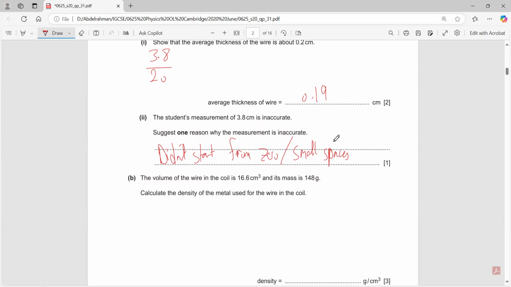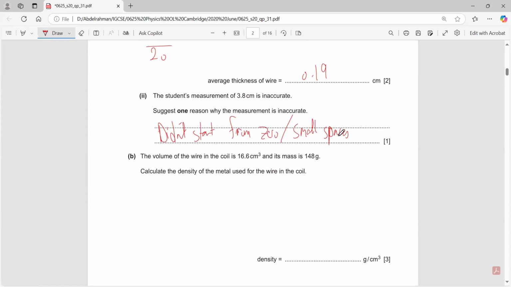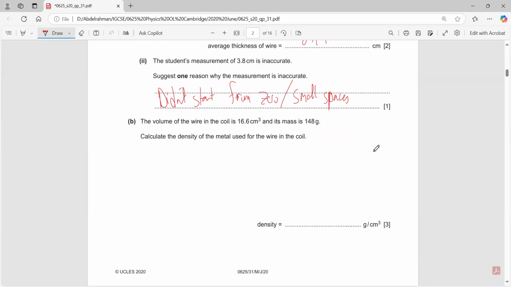The volume of the wire is 16.6 centimeters cubed and the mass is 148 grams. Calculate the density of the metal used for the wire. Density equals mass over volume. Basically 148 divided by 16.6, which is around 8.9 grams per centimeter cubed.